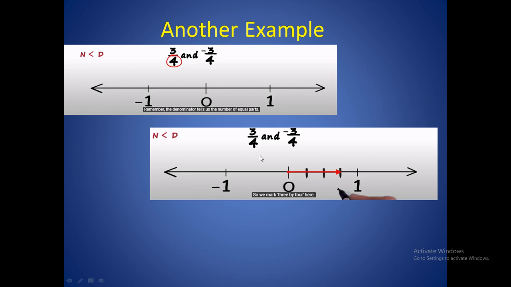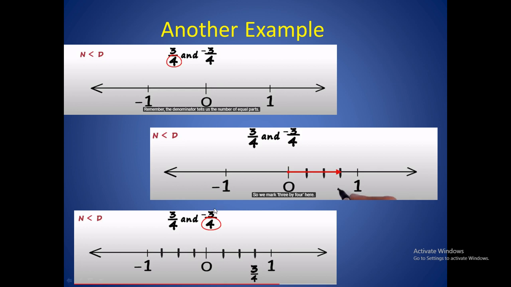Okay. And now what does this numerator 3 tell? 3 tells its distance from 0: the third point from 0 will tell 3 by 4. So this is 1, 2, 3. So this point is 3 by 4. Okay, understood? Sorry, this is the position of 3 by 4.